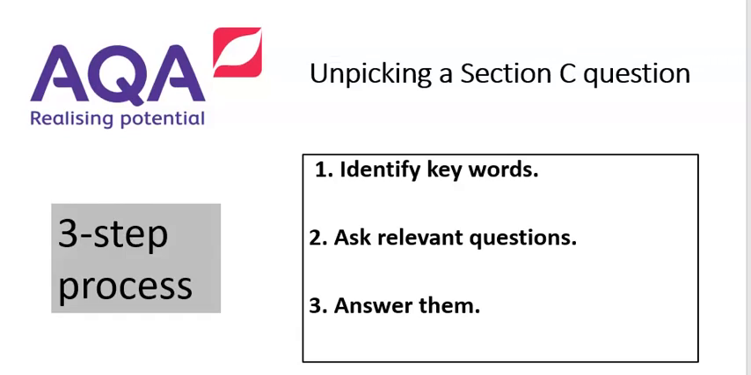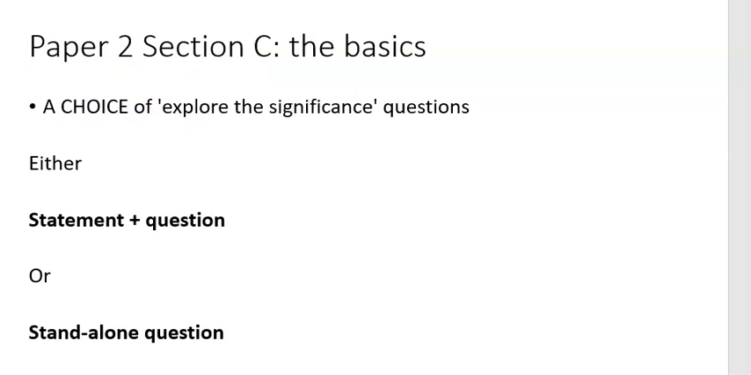Just like in the Paper 1 Section C video, we're going to go through a 3-step process just to simplify things: identifying keywords, asking relevant questions about those keywords, and then answering the questions so that we know that we've unpicked the question successfully. So what does a Paper 2 Section C question look like?